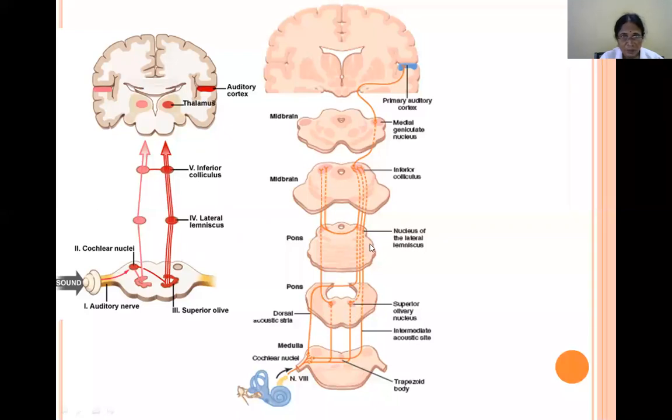going to the nucleus of the lateral lemniscus, and from there to the inferior colliculus. And some of the fibers for the dorsal lemniscus are also going directly. They are also going dorsally into the pons, and then from there into the midbrain. Some fibers are going on the same side and some fibers are going to the opposite side.